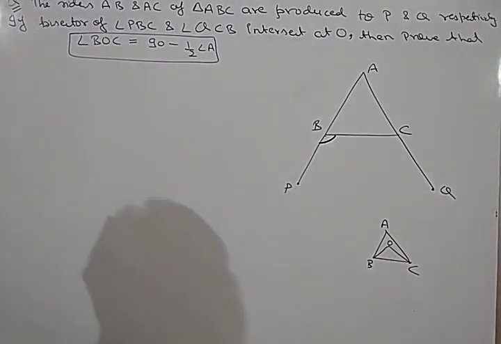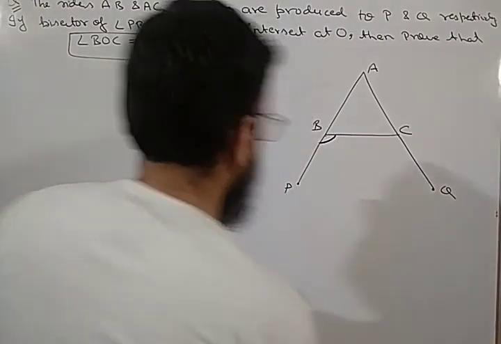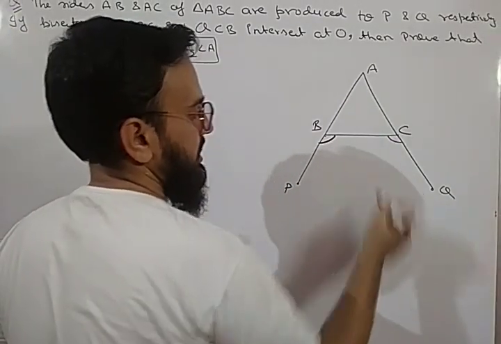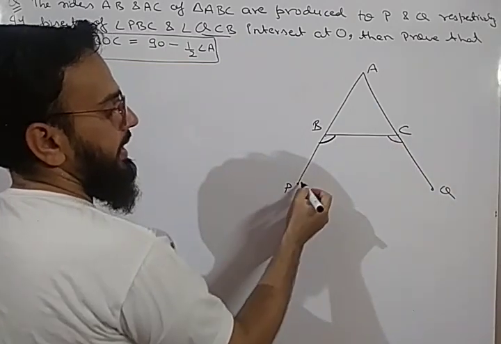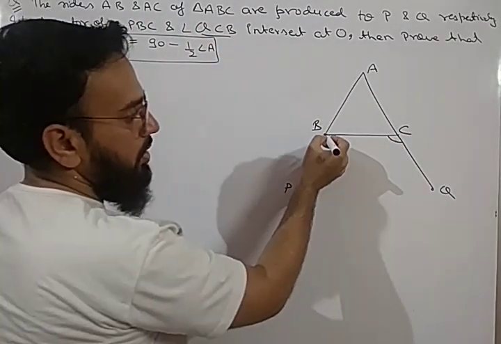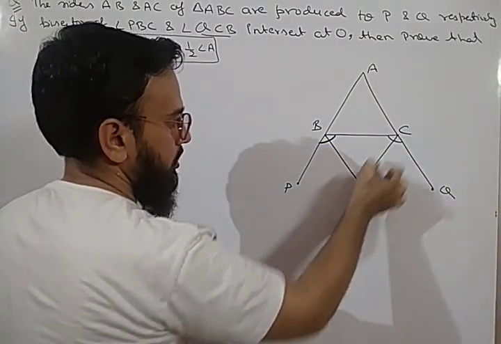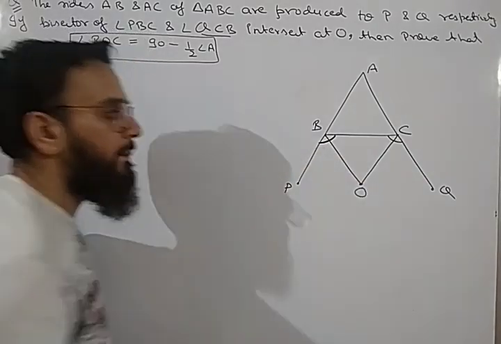We are given the bisectors of angle PBC and angle QCB, and both of these angles are exterior angles of the figure. This is exterior angle QCB, and angle PBC is also an exterior angle. So if we draw the bisectors of these two angles, both these bisectors meet at point O.